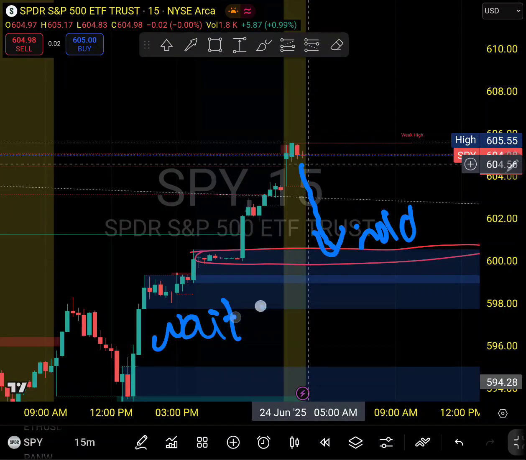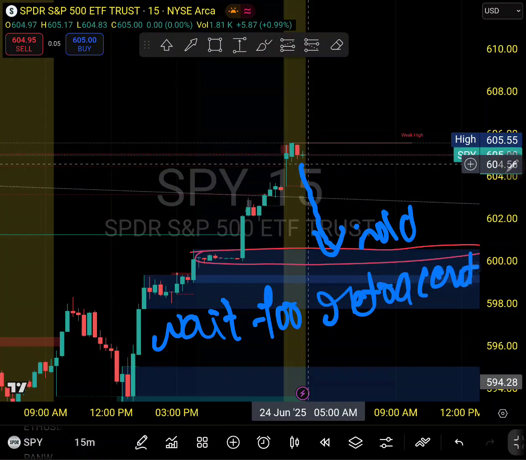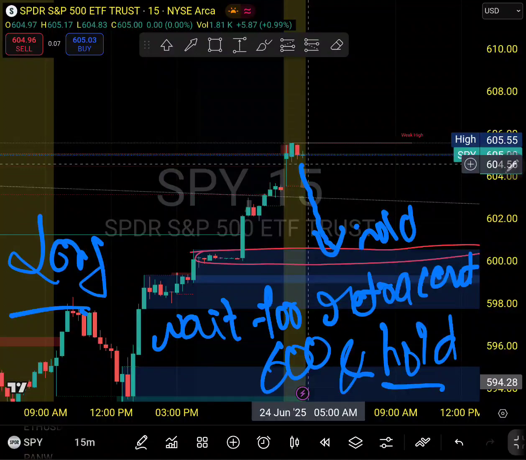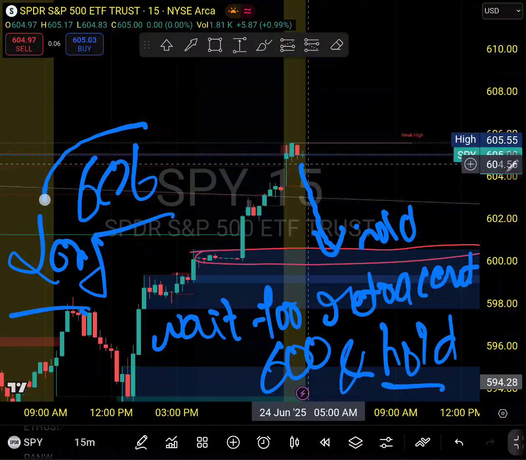Wait for retracement to 600 and hold. Okay, and then enter your long position. If the market structure goes like this, I would be interested in taking the buying call side, and that call target again will be the same, up to the new all-time high, which is 606. But the only thing is you need to buy these kinds of things, right?